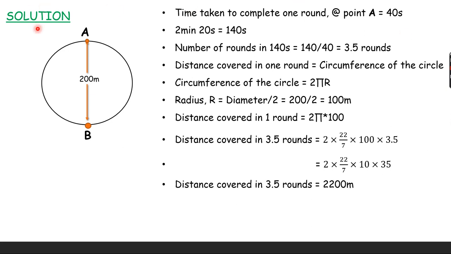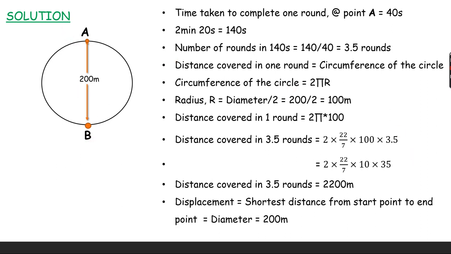So now the athlete goes 3.5 rounds, and we have found the distance. For displacement, directly from A to B, what is the shortest distance? We can go either by this way or come straight down to B. So the shortest distance, we can see, is the diameter of the circle. So I can say that displacement is nothing but the diameter of the circular track, which is 200 meter.